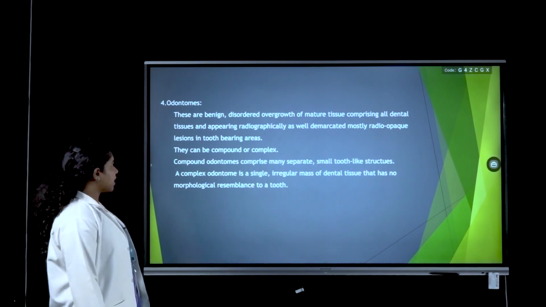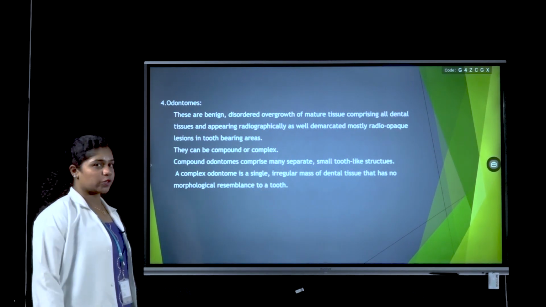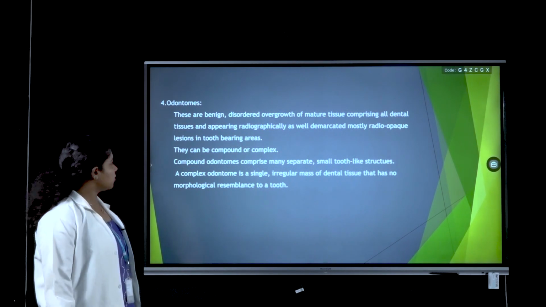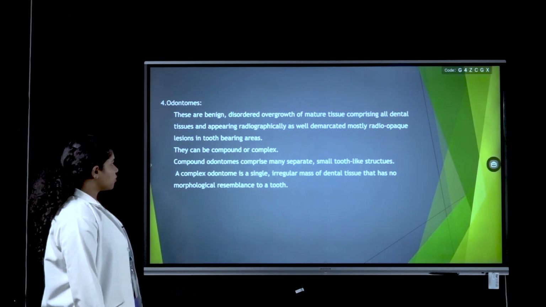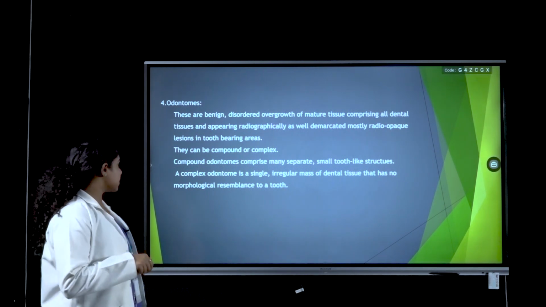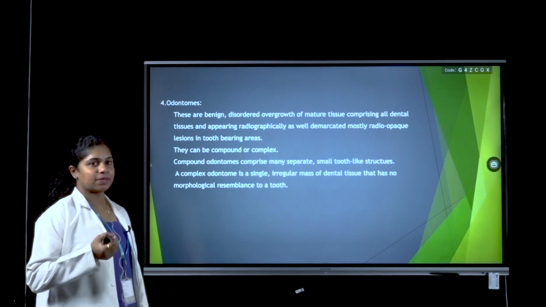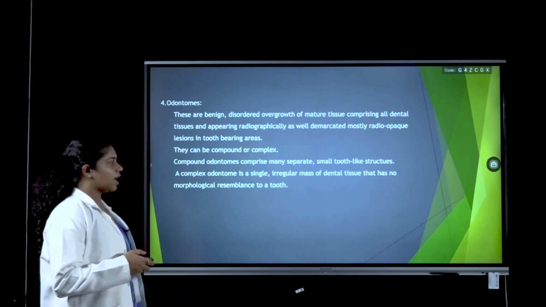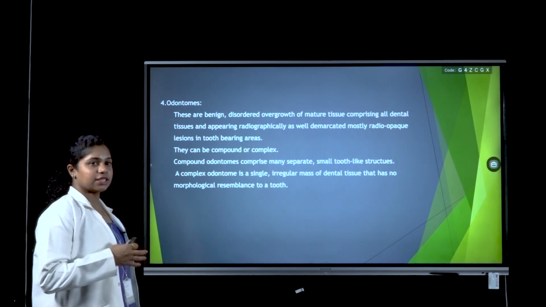Odontomes. Odontomes are nothing but benign, disordered overgrowths of mature tooth tissue. They can be compound or complex. Compound odontomes comprise many separate small tooth-like structures. A complex odontome is a single irregular mass of dental tissue. It has no resemblance to the morphological teeth.